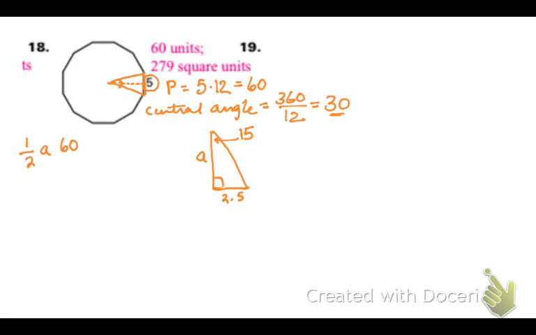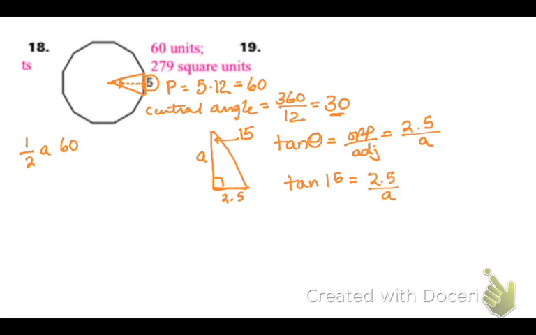So I know one side and one angle, so I can use trigonometry, and I want to use my tangent, TOA: opposite over adjacent is equal to 2.5 divided by A. So tangent of 15 is equal to 2.5 over A. Okay, multiply both sides by A: A tan 15 equals 2.5, so A is equal to 2.5 over tan 15.